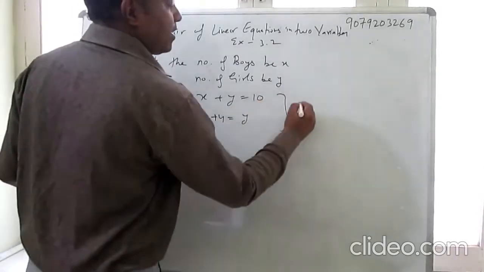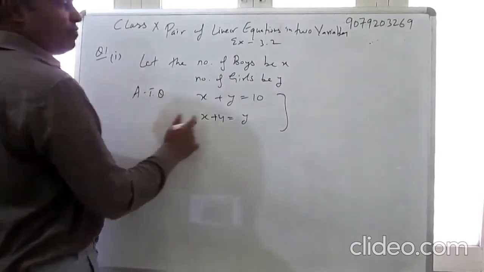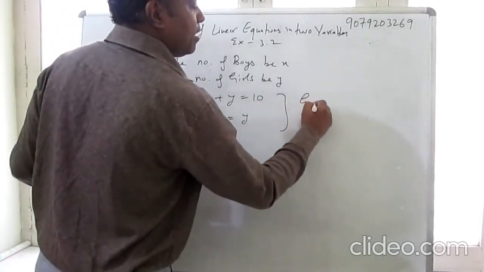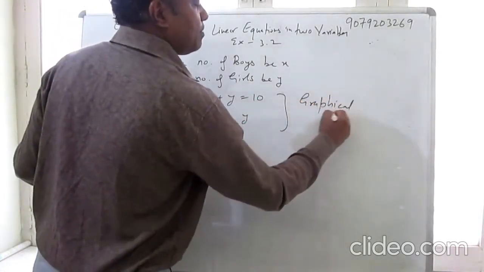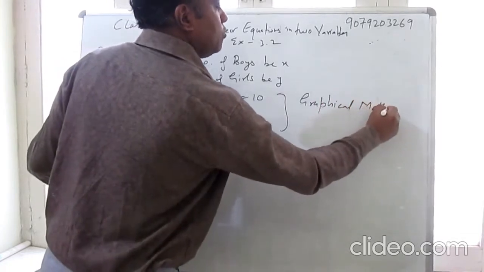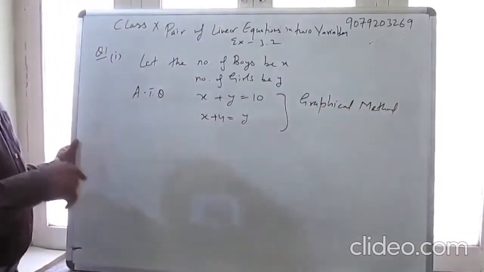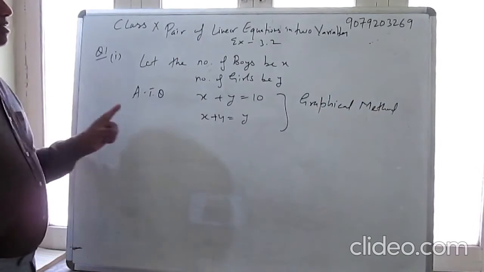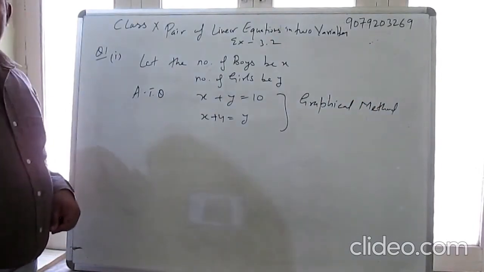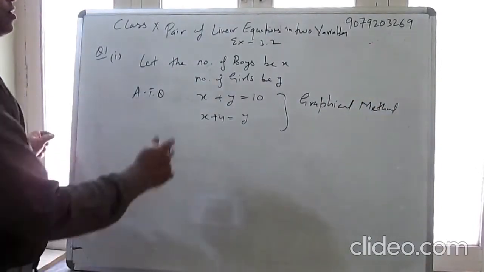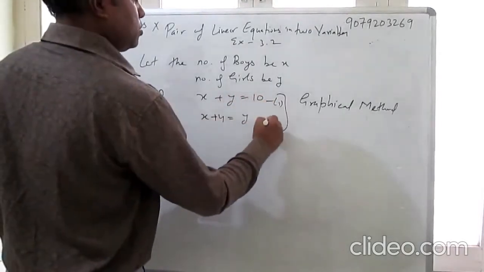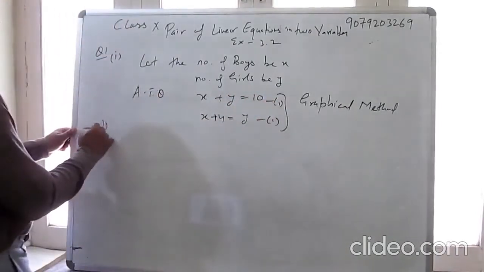How to find this? Manually you can find, but in this question you find by graphical method. You draw the graph, and when lines intersect, that point you will find by graph. So this is equation 1, this is equation 2. Table for equation 1.